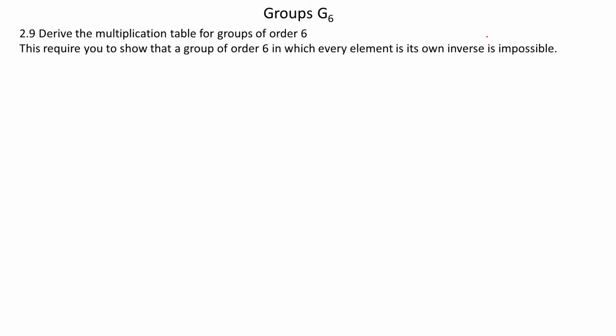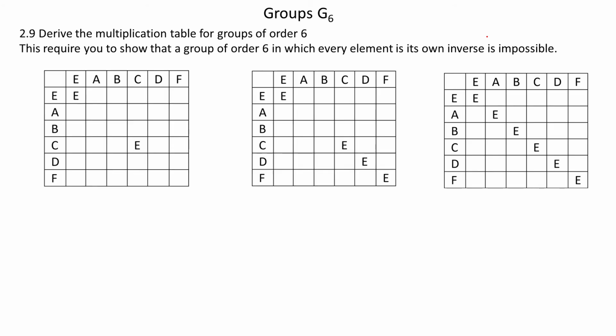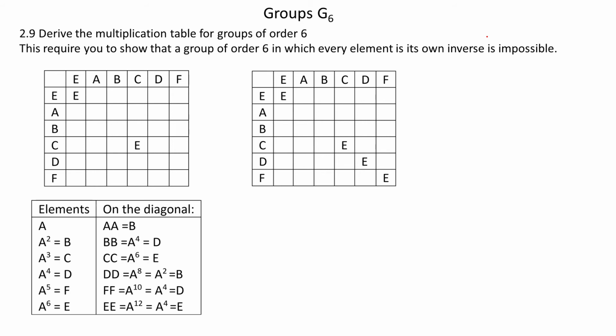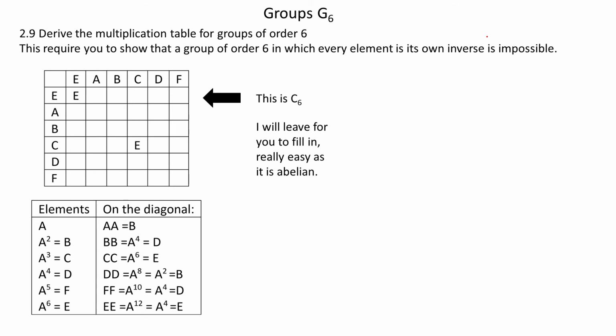Next, let's explore all possible groups for G6. This is actually one of the exercises at the end of Cotton's chapter. The groups could have potentially 2, 4, or 6 elements that are their own inverse. The exercise tells you that the last option is impossible, so let's deal with it last. Let's leave these two and see which of these two is the cyclic group. We can see that the C6 group has only two identity elements on the diagonal, for E and C elements. I'm sure you can finish off this table by yourself, so let's move on to the other table.